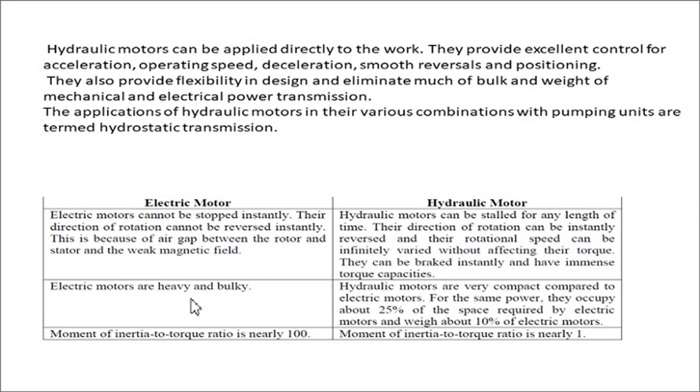Electric motors are heavy and bulky, whereas hydraulic motors are comparatively compact in nature. The moment of inertia to torque ratio is nearly 100 for the electric motor, whereas for the hydraulic motor the ratio is nearly 1. What this ratio indicates is that for a particular capacity, a hydraulic motor has much better response than the electric motor.